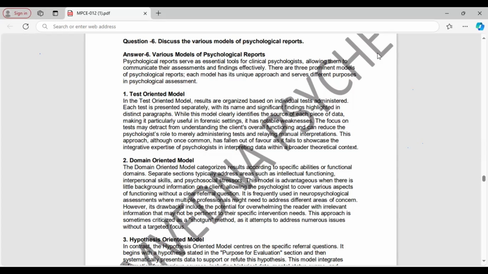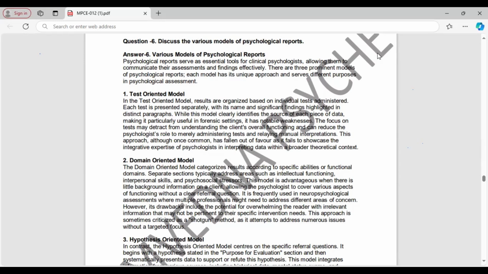The test-oriented model. In this model, results are organized by individual tests, each highlighted in separate paragraphs, while it clearly identifies data sources and is useful in forensic settings. It may limit understanding of the client's overall functioning. This model has fallen out of favor as it reduces psychologists to mere test administrators without showcasing their interpretive expertise.